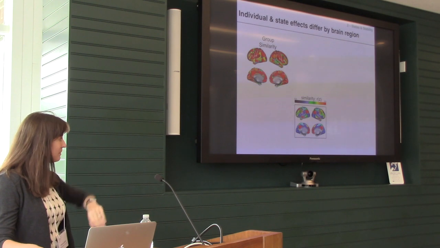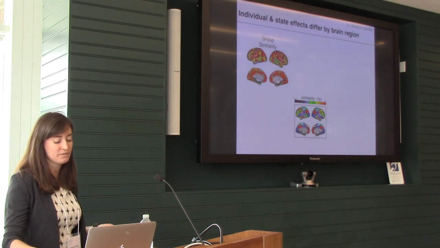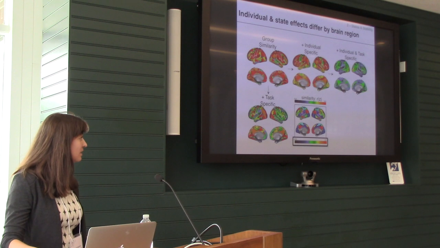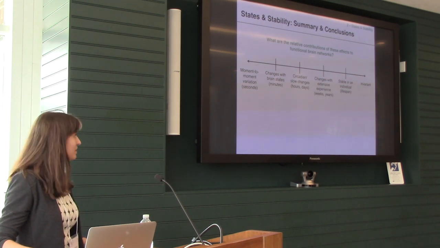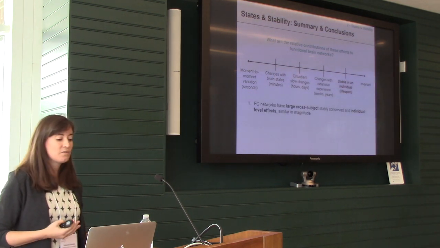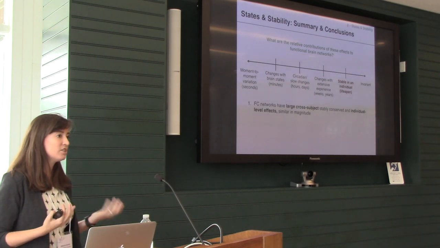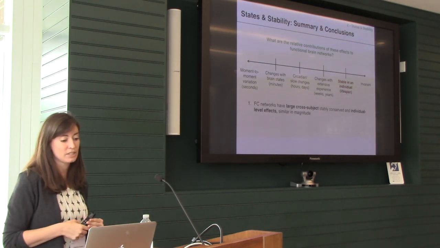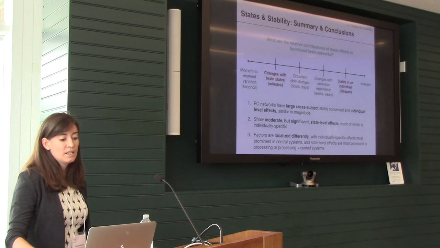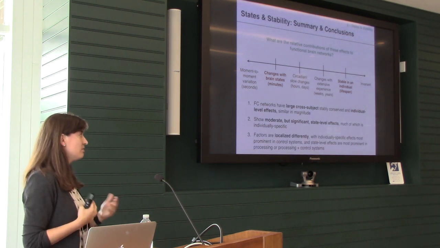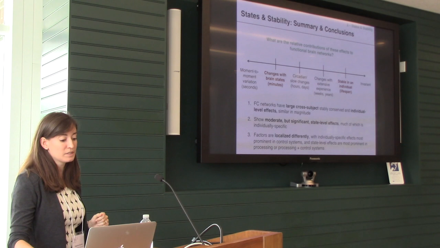I think I'm a little short on time, so I'm going to skip this, but if people are interested, I'll talk about it later. We can break these effects down even further by individual brain region, and you see similar patterns. So to summarize, here we showed evidence for functional network effects at multiple timescales, with some evidence that functional networks have large cross-subject stability as well as large individual level effects, suggesting that they are largely stable in nature given these two metrics. However, there are also moderate but significant state level effects, many of which are individually specific. These types of effects are localized differently, with individual specific effects most prominent in control systems and state level effects most prominent in processing or a combination of processing and control systems.